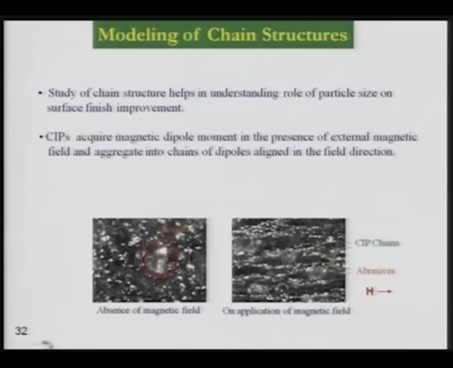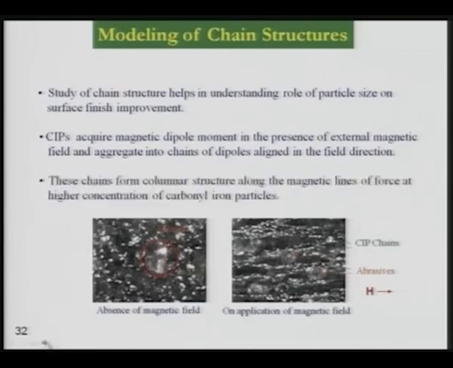CIPs acquire a magnetic dipole moment in the presence of an external magnetic field and aggregate into chains of dipoles aligned in the field direction, as you can see here on the right hand side figure. These chains form a columnar structure along the magnetic lines of force at higher concentration of carbonyl iron particles, and this columnar structure is very important, because this is the one which gives the strength or shear strength to the medium, because of which it is able to remove the material.